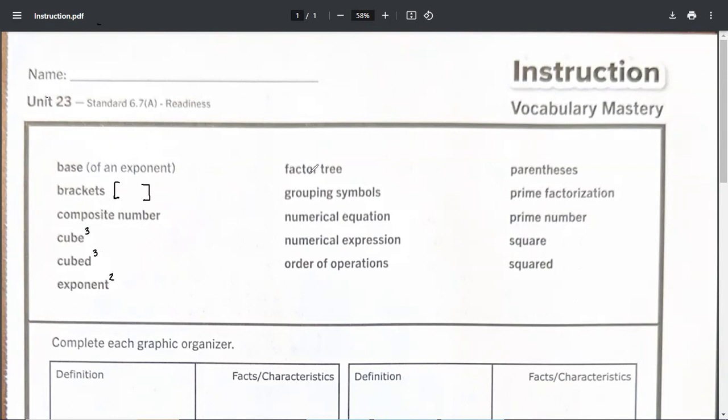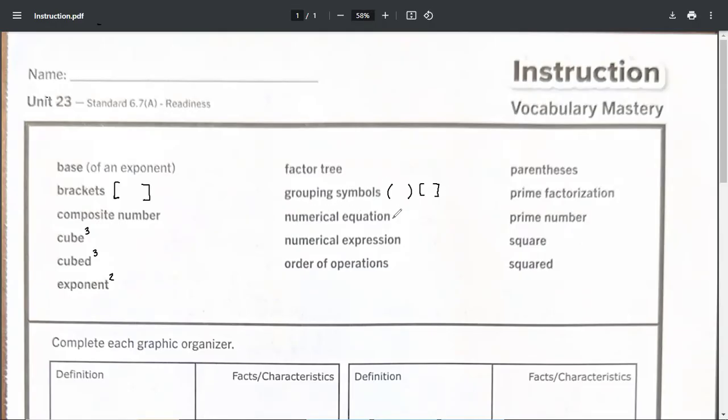Factor tree is a way to do prime factorization. We're gonna learn how to do that today, or this week. Grouping symbols, those grouping symbols consist of parentheses that are like this, or those brackets, if you see brackets like this. Okay, so those are our grouping symbols.